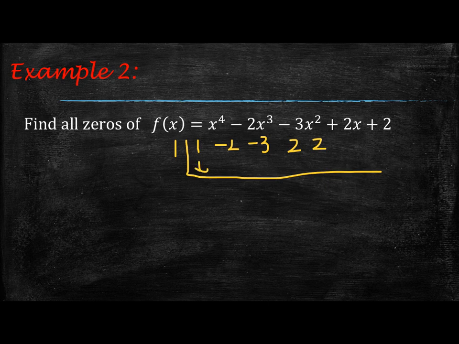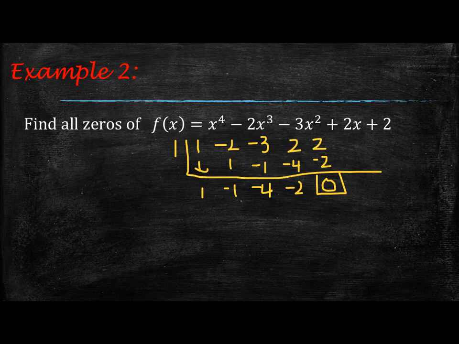So bring down your 1. 1 times 1 is 1. Negative 2 plus 1 is negative 1. Negative 1 times 1 is negative 1. That would be negative 4. Negative 4 times 1 is negative 4. And then that would give me negative 2. And negative 2 times 1 is negative 2. And so you can see that that is in fact a 0 because it has a remainder of 0.